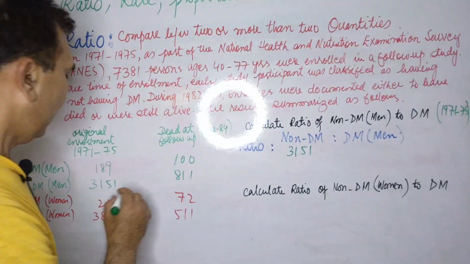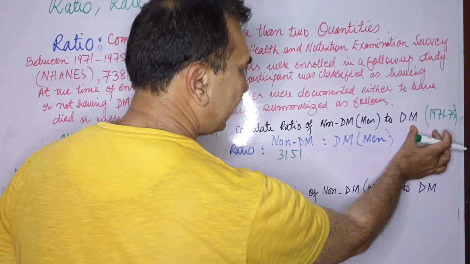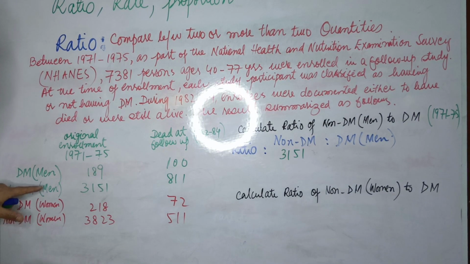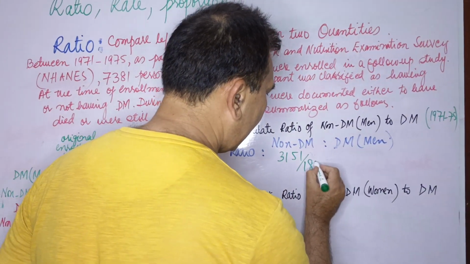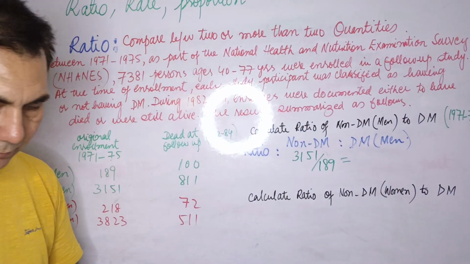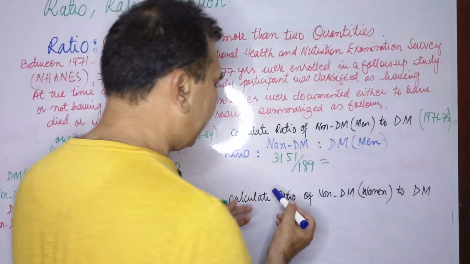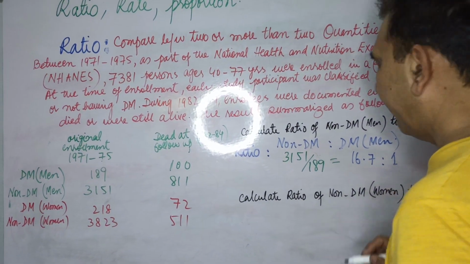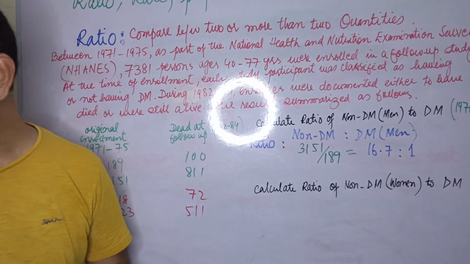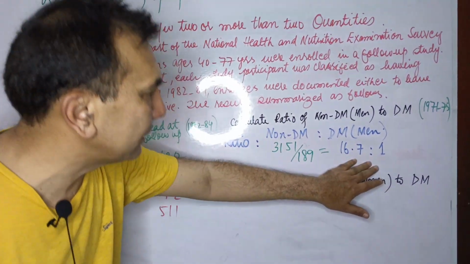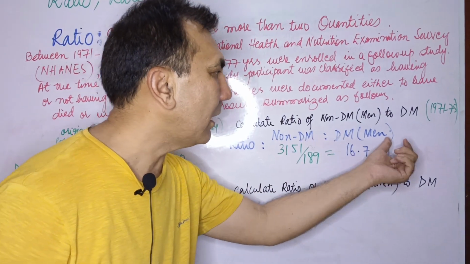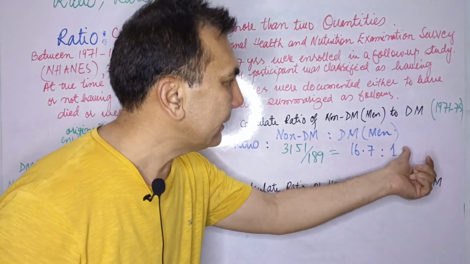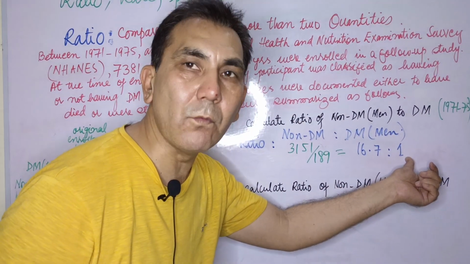Then we will divide it by the number of diabetic men in the 1971 to 75 original enrollment, which was 189. When we divide, it comes to 16.7 to 1. It means the ratio of non-diabetic men to diabetic men is 16.7 to 1.